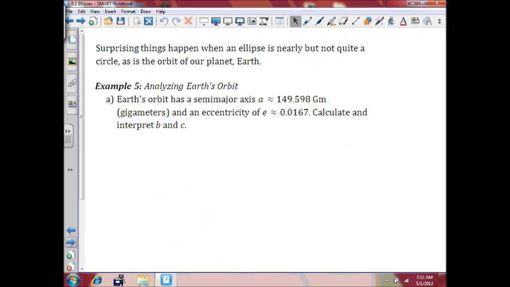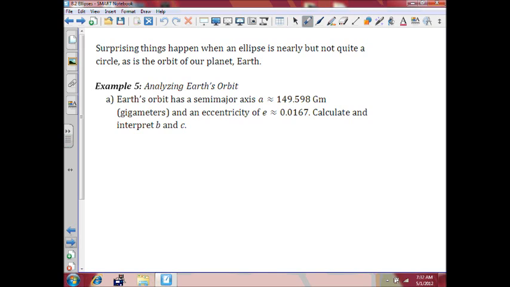Now, surprising things happen when an ellipse is nearly but not quite a circle, as in the orbit of our planet, Earth. So, if we look at example 5, Earth's orbit has a semi-major axis a of 149.598 gigameters and an eccentricity of 0.0167. Calculate and interpret b and c.